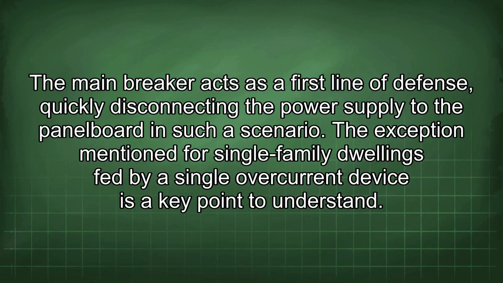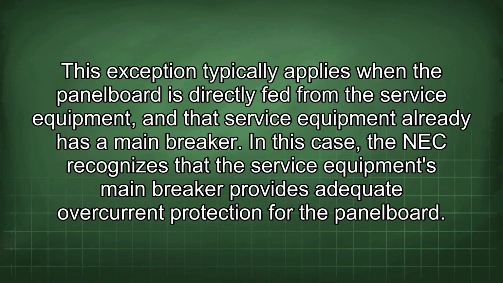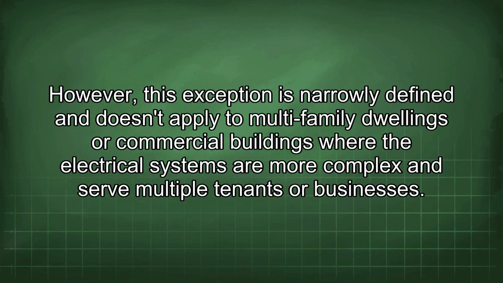The exception mentioned for single-family dwellings fed by a single overcurrent device is a key point to understand. This exception typically applies when the panel board is directly fed from the service equipment and that service equipment already has a main breaker. In this case, the NEC recognizes that the service equipment's main breaker provides adequate overcurrent protection for the panel board. However, this exception is narrowly defined and doesn't apply to multi-family dwellings or commercial buildings where the electrical systems are more complex and serve multiple tenants or businesses.